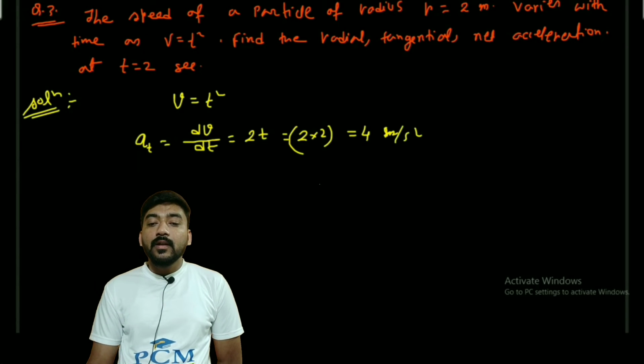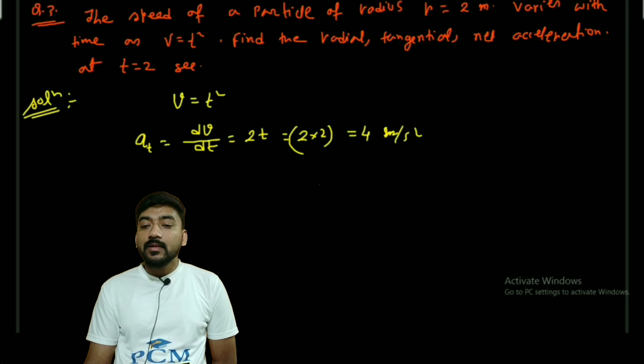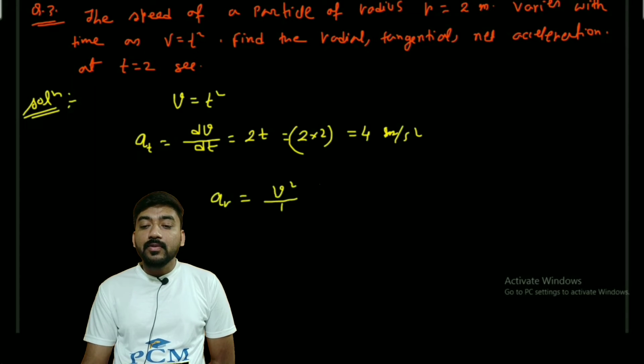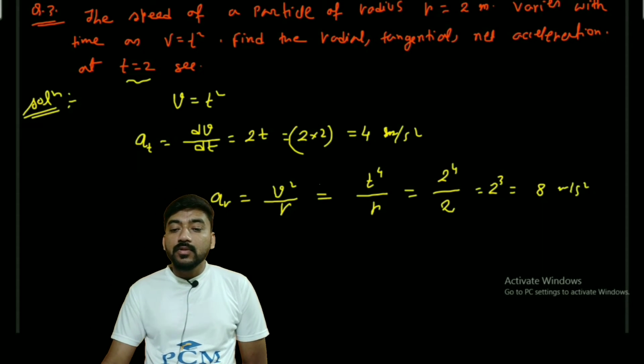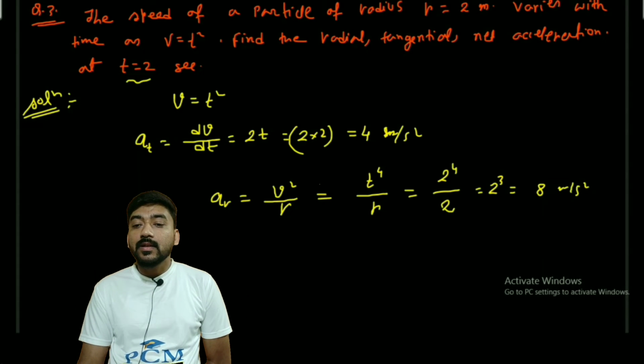Okay, and what will be the radial acceleration? Radial acceleration, we have v square by r. So ar is nothing but v square by r, and v square is nothing but t to the power 4, so t to the power 4 by r. Now t is 2 seconds, so 2 to the power 4 divided by r, which is 2. So that means 2 cube, that is 8 meter per second square. Okay, so this is the radial acceleration and this is the tangential acceleration.